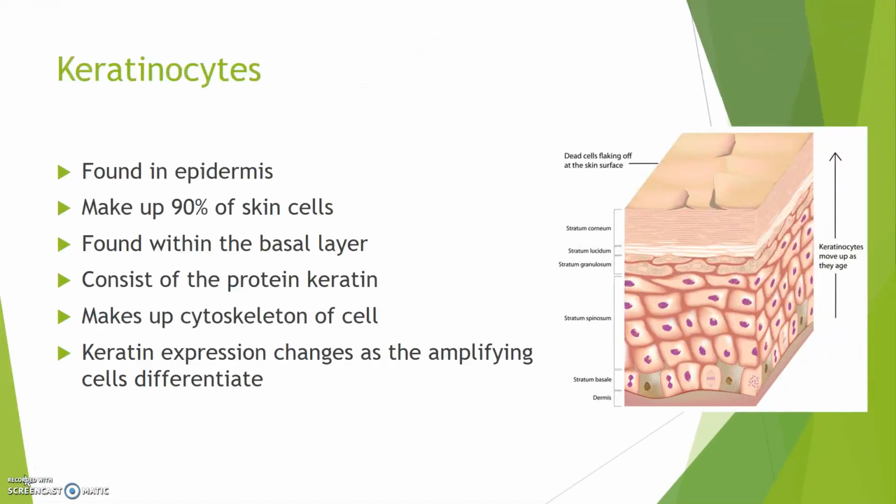Introduction to keratinocytes. Keratinocytes are the predominant cell types found in the epidermis, which is the outermost layer of the skin. They make up roughly 90% of these cell types and are located within the basal layer of the skin, and therefore are often referred to as the basal cells or basal keratinocytes. The major proteins found in keratinocytes are keratins. These proteins form the cytoskeleton of keratinocytes. The keratin expression changes as transient amplifying cells differentiate and move to the superficial stratum corneum.